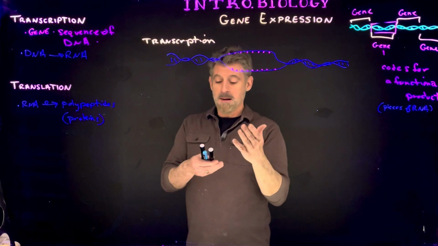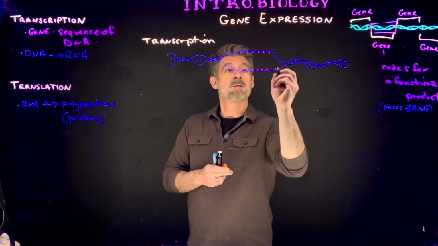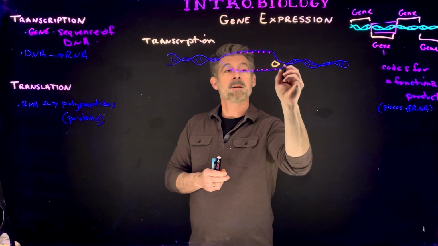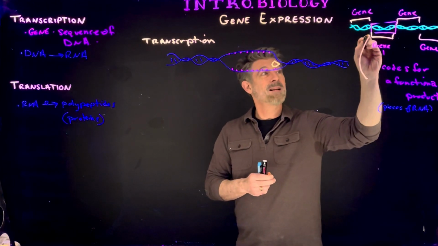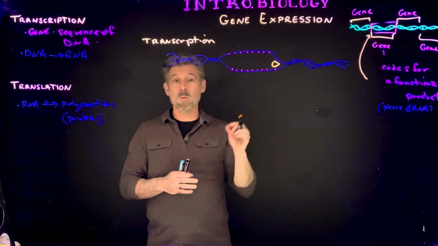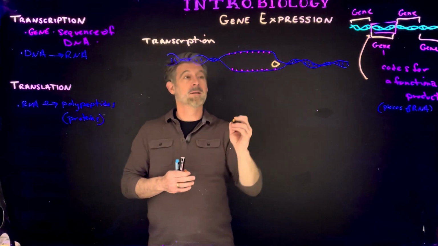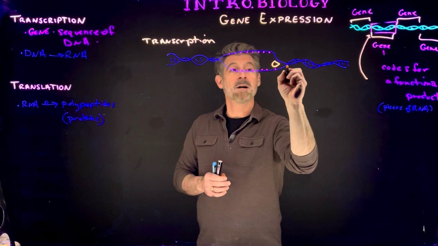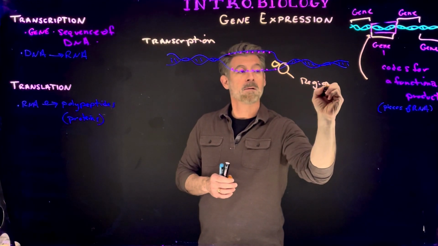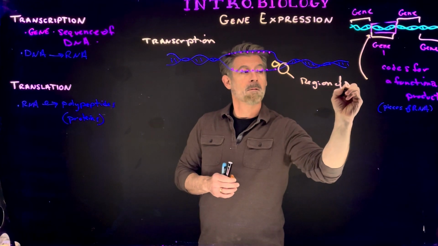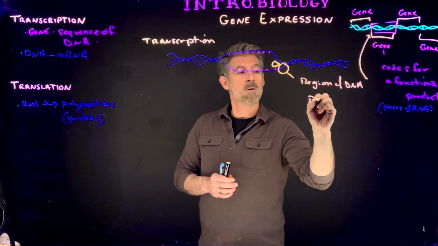Not both of the strands are going to be used for information. What's going to happen is there's going to be, first off, the identification of where to start. So where does a gene begin? Right? So we'll have a region of DNA called a promoter.